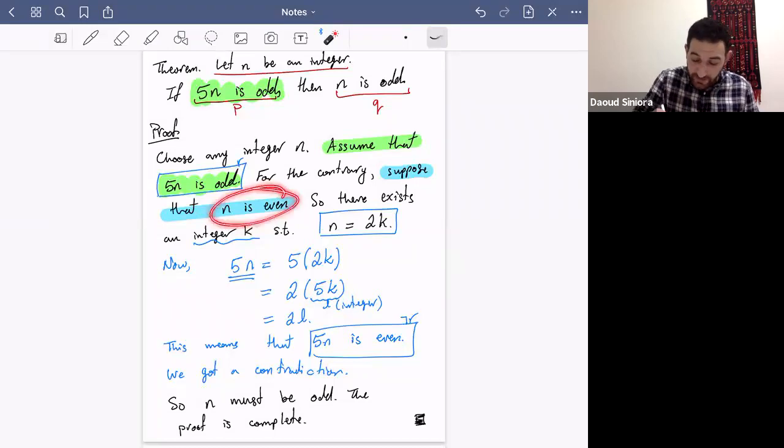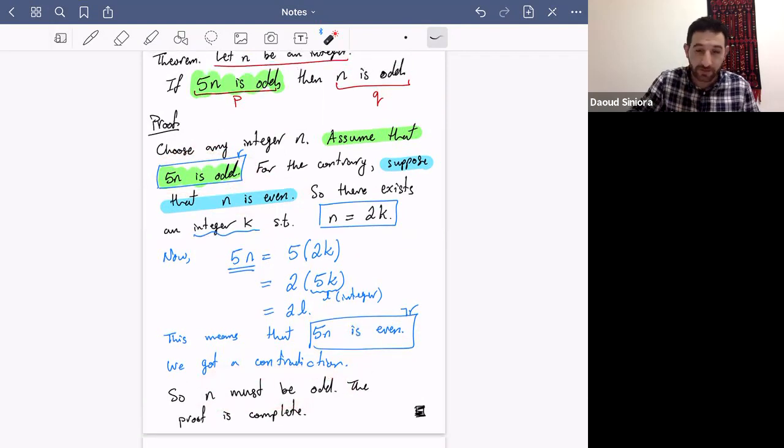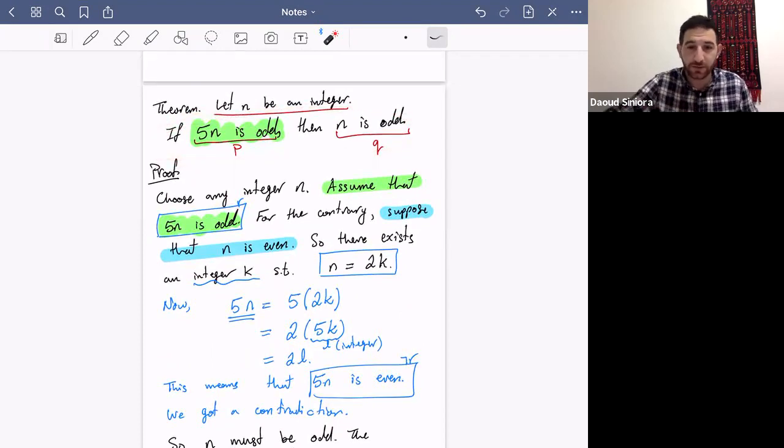Once we assume n is even, we conclude that 5n is even. But we assumed in the very beginning that 5n is odd. This is a contradiction. And so our assumption that n is even can't be true. So n is odd. Overall, we assumed 5n is odd and concluded that n is odd. This means we proved the conditional statement: if 5n is odd, then n is odd. And this is the end of this video about proof by contradiction.